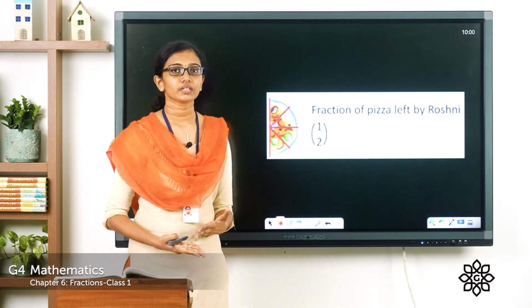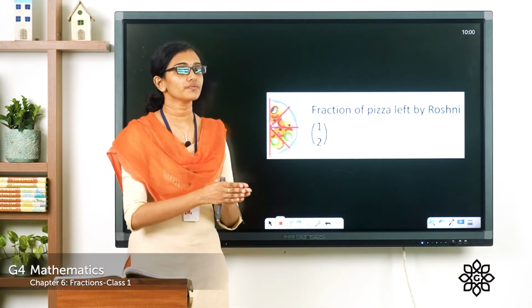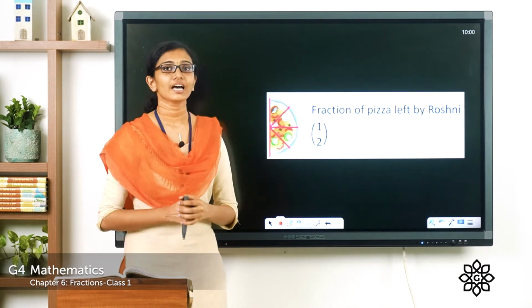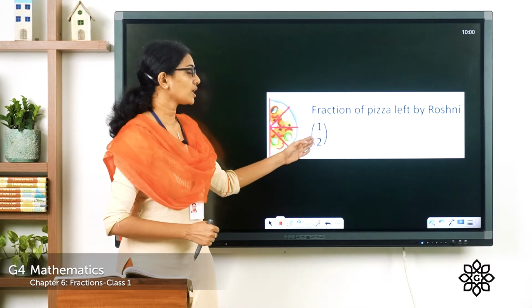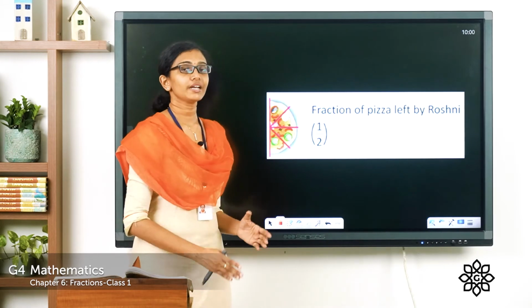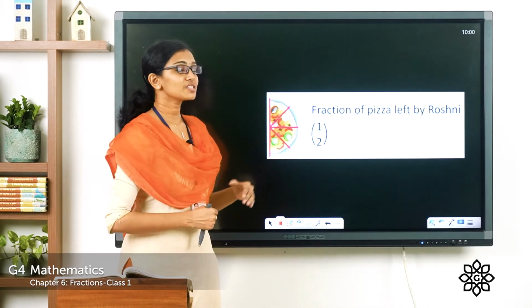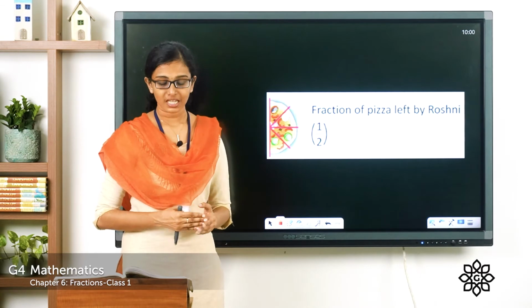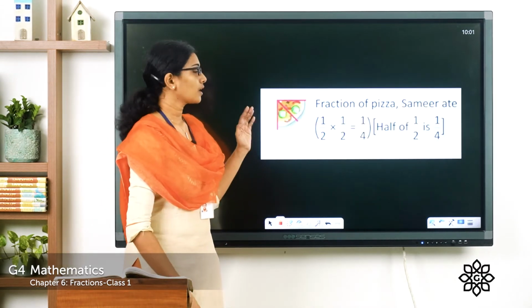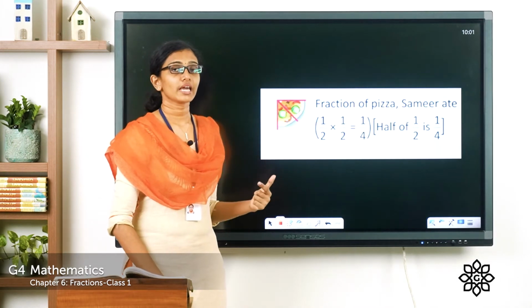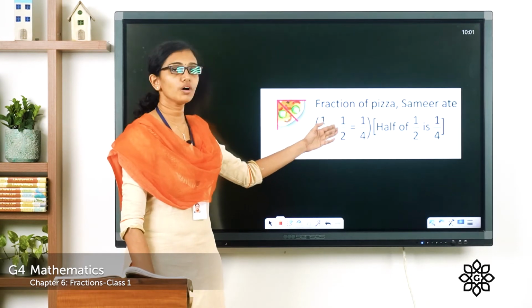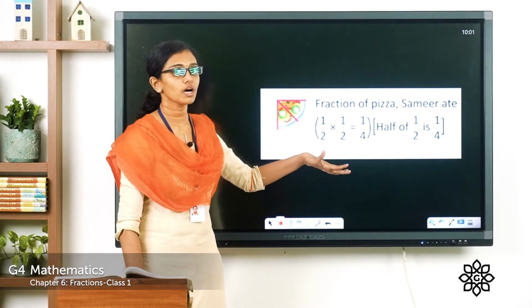Now what is left? After she ate one half of the whole pizza, the other half is left, or the fraction of the pizza left by Roshni is equal to the other half, or 1 by 2. Now in the question it is said, from this remaining half of the pizza, Samir ate half of the leftover portion. So from that 1 by 2, Samir ate 1 by 2, or half of half, or 1 by 2 of that 1 by 2 which was left over by Roshni.